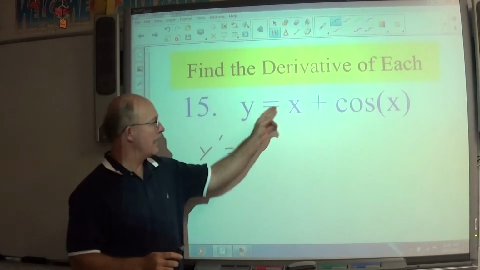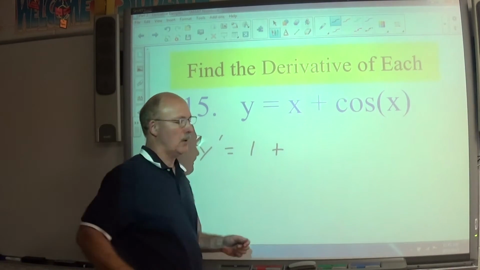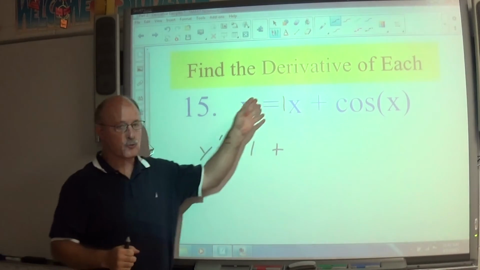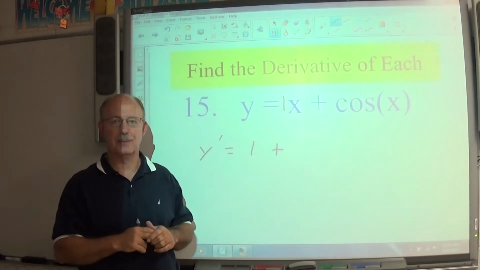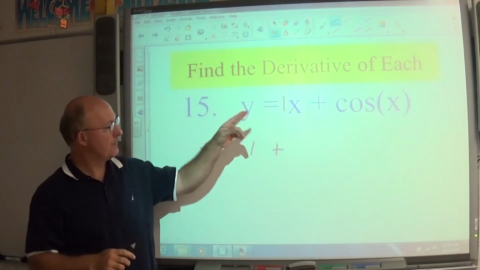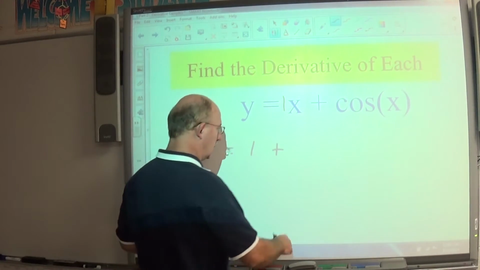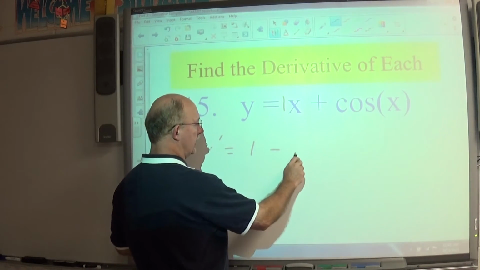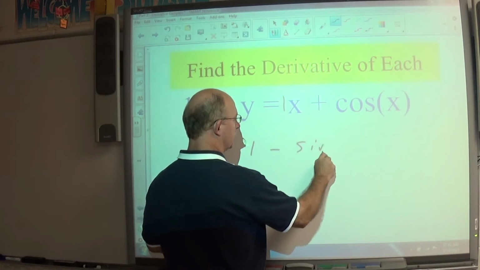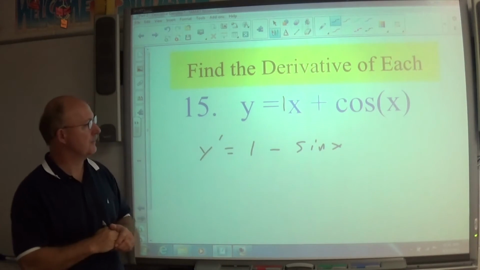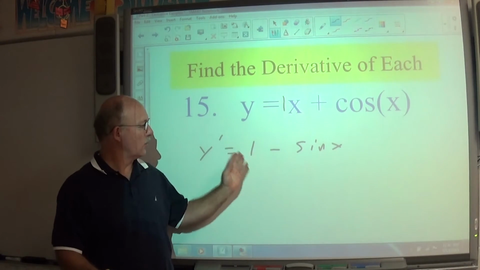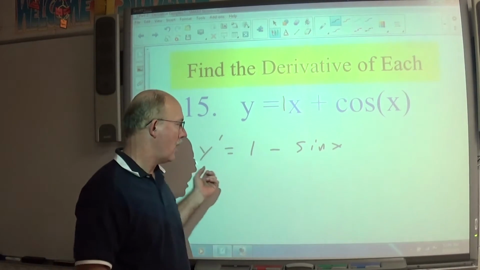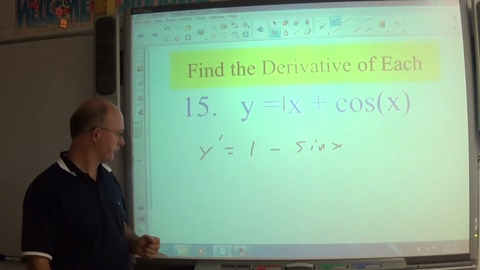Now the derivative of x is 1. Right, so the derivative of x is 1. So the coefficient is 1. So basically you drop the x and leave the coefficient. So it'll be just 1. Now the derivative of cosine is negative sine. So in this case it'll be 1 minus, so instead of plus, it'll be minus sine x. And that's our derivative. So the derivative of cosine is negative sine, so it'll be 1 minus sine x. There you go. Now if we needed to get the slope at a particular point, all we have to do is substitute in for x.